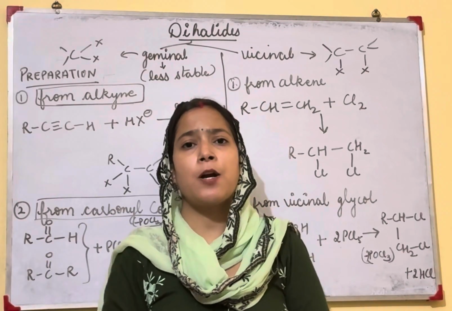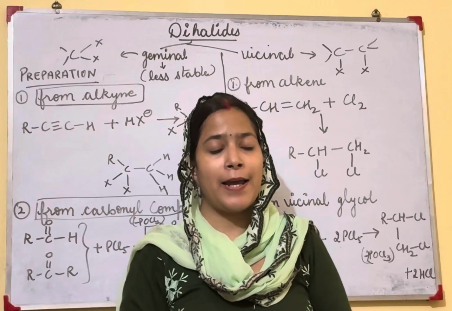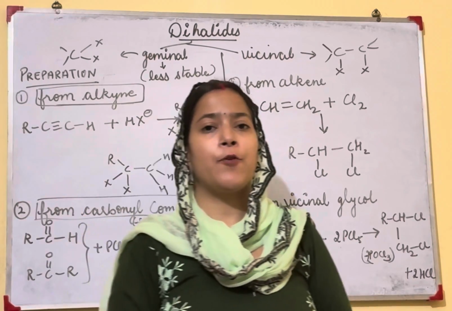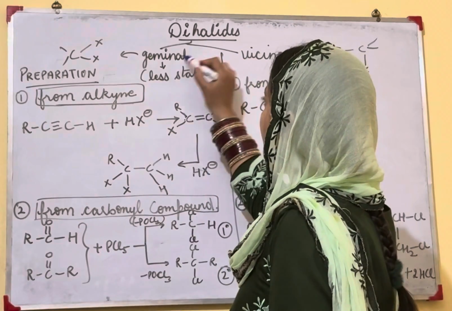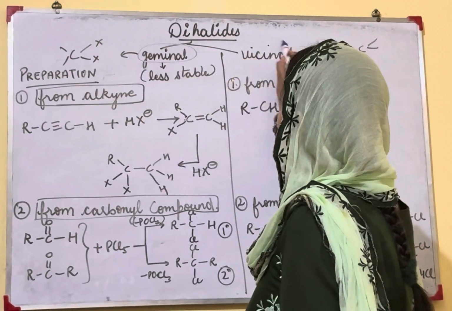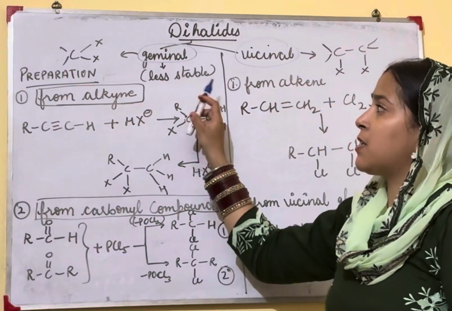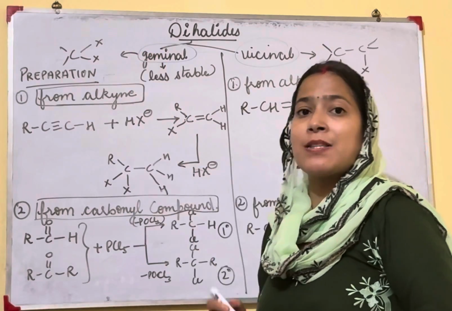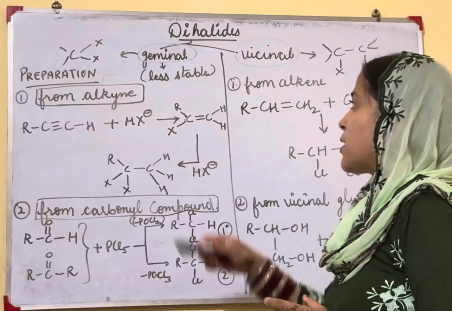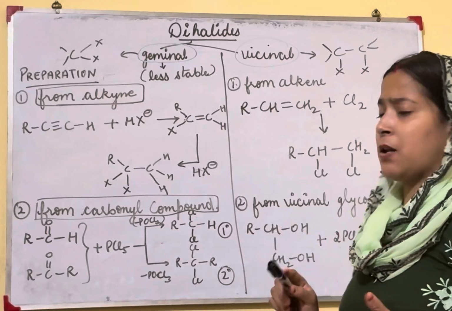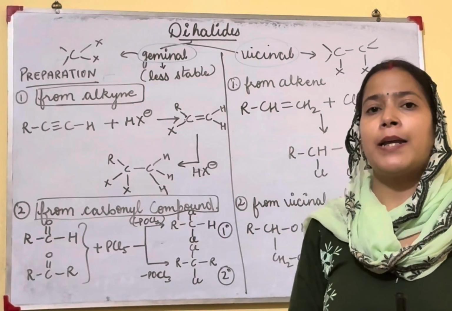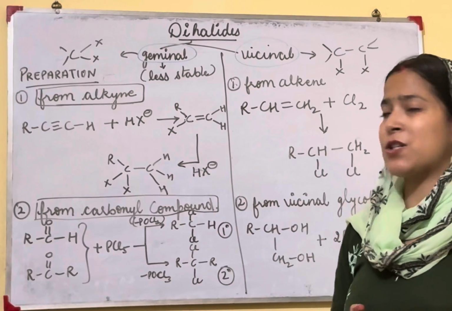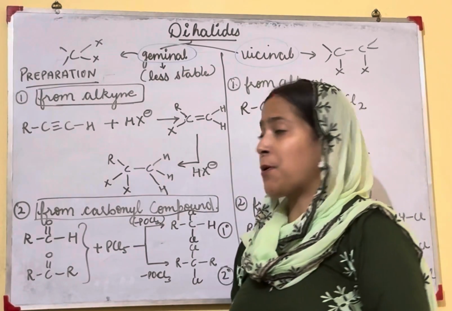This is the last part of haloarenes and haloalkanes. In this part, we will discuss dihalides. We have already studied that dihalides are of two types, geminal and vicinal. Geminal means both the halides are present on the same carbon atom. It is less stable. When both are present on adjacent carbons, it is called vicinal. It is more stable. Now we will discuss its preparation.